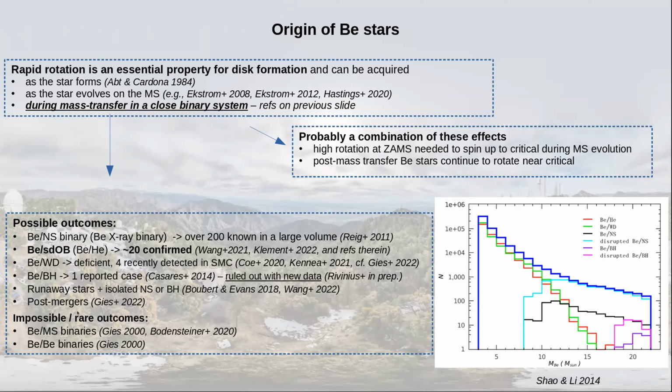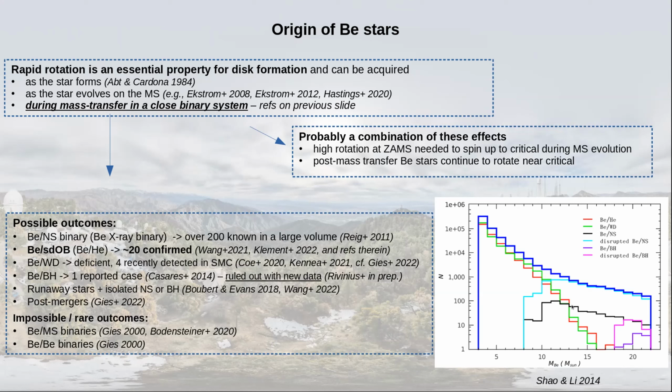Yeah, and the other outcomes would be that the stars can be runaway stars or possibly post-mergers as well. And considering that this channel is the dominant one, there should be basically no cases of a BE star with a main sequence star companion, or a binary BE star, two BE stars. So that has not been observed to this case, which supports the mass transfer formation channel for BE stars.